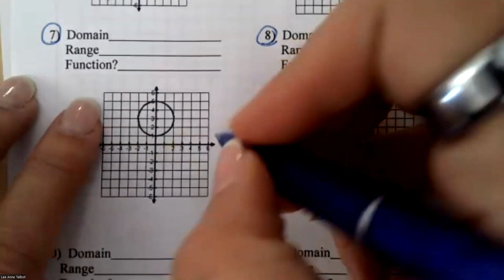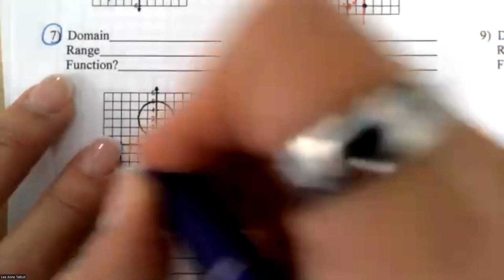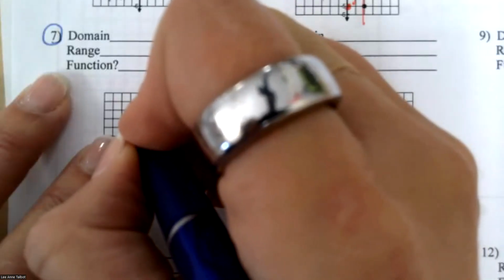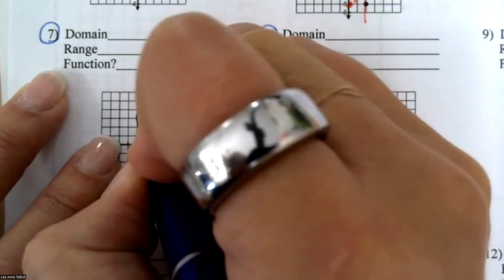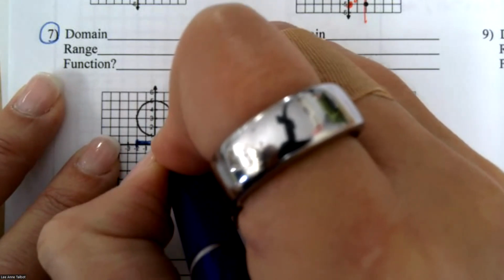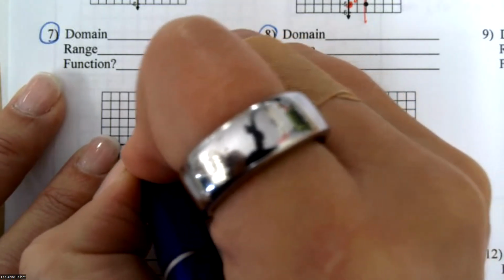All right, so domain is X. Gonna make my X here. Gonna mark up my X axis. It starts here and goes to here on the X.